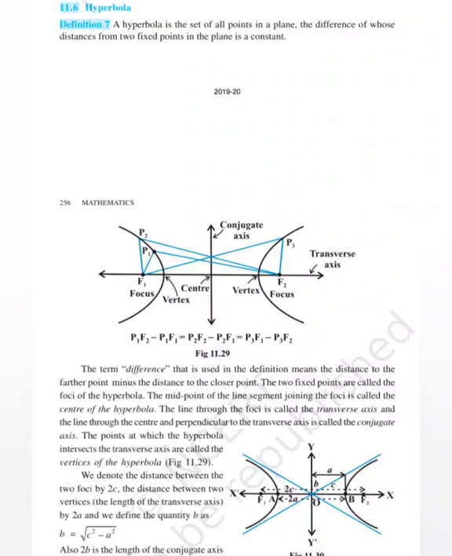Now let us denote the distance between the two foci by 2c and the distance between the vertices by 2a. Then 2a is the length of the transverse axis. Also let 2b be the length of the conjugate axis. Then we have a relation between a, b and c as b squared is equal to c squared minus a squared, or b is equal to the square root of c squared minus a squared.